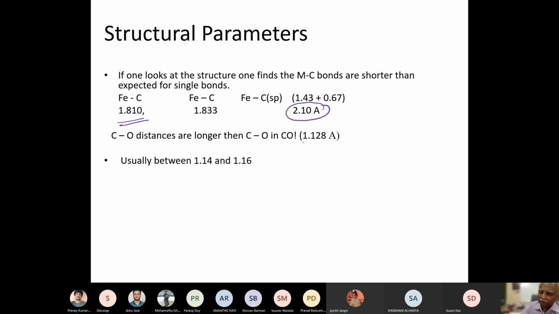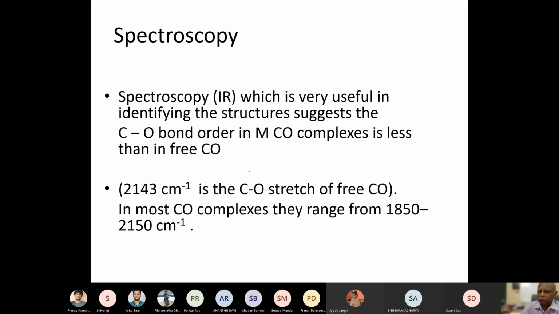And we also noted that the CO bond length was slightly elongated, although not much, but in iron carbonyl it is very slightly elongated. Once again, I emphasize the fact that spectroscopy, especially infrared spectroscopy, is extremely useful as far as organometallic carbonyl complexes go.